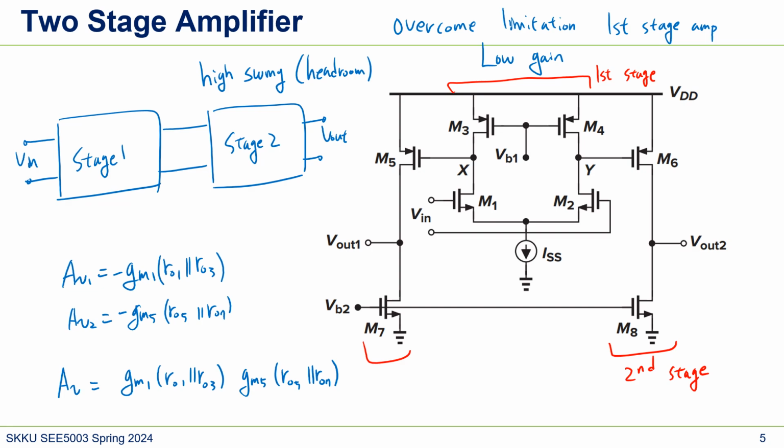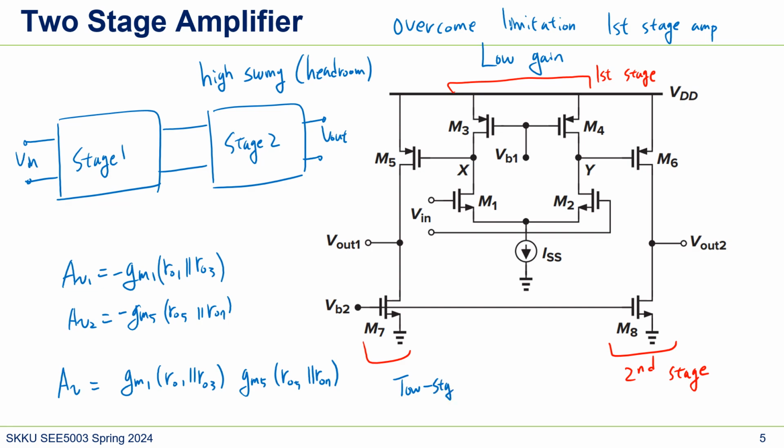The purpose of using a two-stage amplifier is high gain. When you think about a single-stage cascode amplifier, it has kind of high gain, but the problem is its low output swing, right? So a two-stage amplifier is, in terms of gain and swing, better than a cascode amplifier because it has high gain and high output swing. So let me just write it down here.